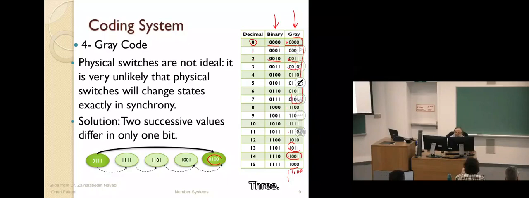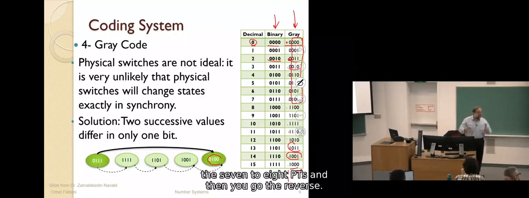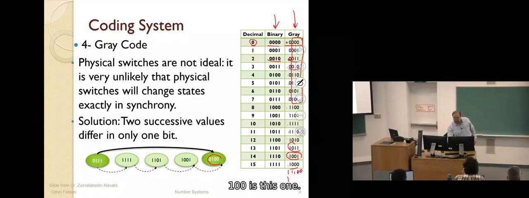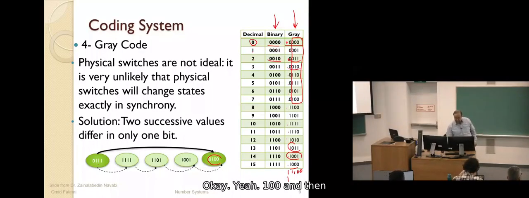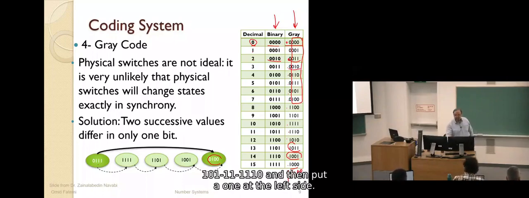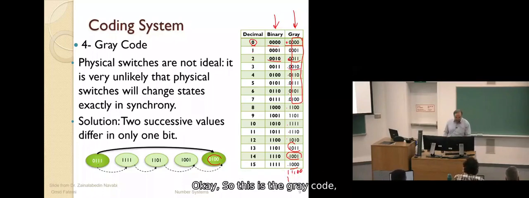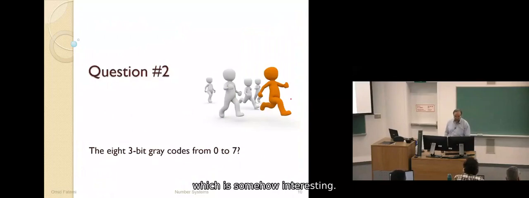For 3 bits, you put 0 at the left side for all of the 8 codes, and then you go the reverse part. 1, 0, 0 is this one. What's happening? Okay. Yeah. 1, 0, 0, and then 1, 0, 1, 1, 1, 1, 1, 1, 0, and then put a 1 at the left side. Okay. So this is the gray code, which is somehow interesting.